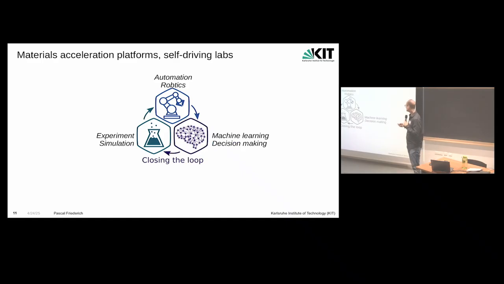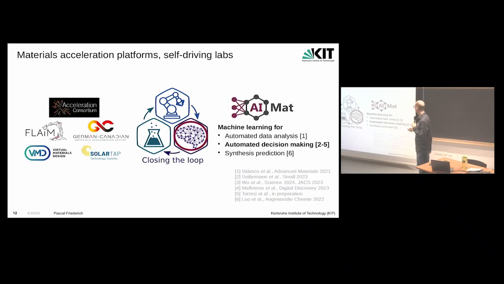So how does this work? We have here experiment simulations, some automation, typically robotics or just scripting of simulations. And then we need some machine learning models here that do the decision-making process. And my group is working on various aspects of this, of this third part here.